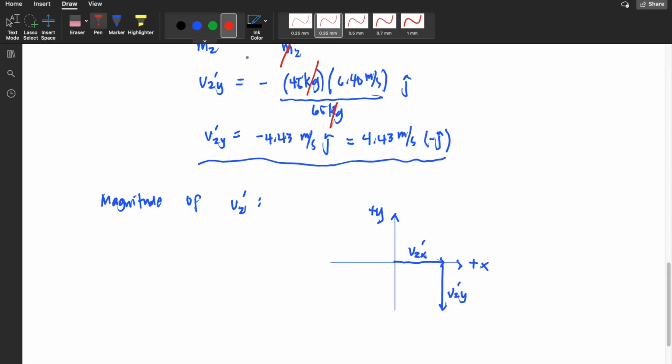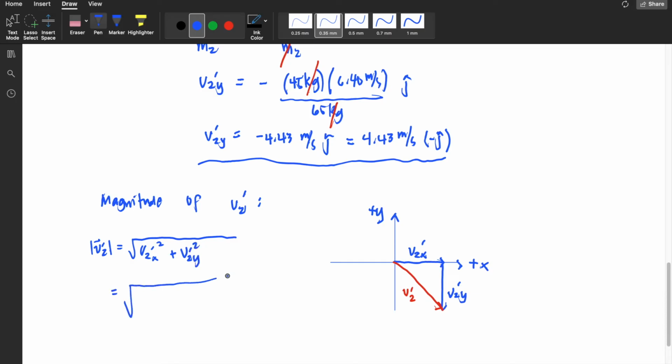So what we're looking for is its magnitude. So we're looking for its magnitude. So this would be v2 prime. In looking for the magnitude of these vectors, we're going to use the Pythagorean theorem. So v2 prime, the magnitude of that one, is simply equal to the square root of v2x prime squared plus v2y prime squared.